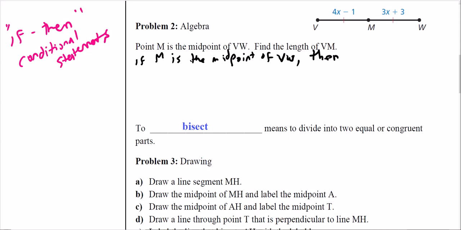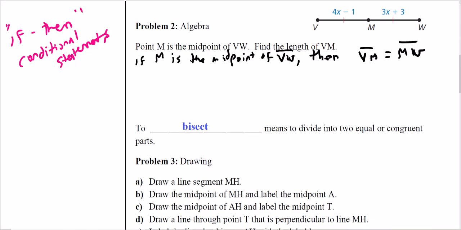Okay. So if M is a midpoint of VW, we could say, like we did before, that VM is 1/2 of VW, but that's not what's going to help us here. What's going to help us here is knowing that if something is a midpoint, it cuts it in half. If it cuts it in half, they're equal halves. So if M is a midpoint of VW, we can say that VM is equal to MW.